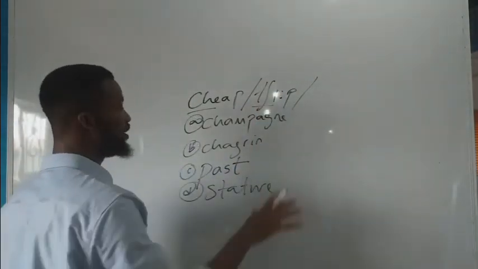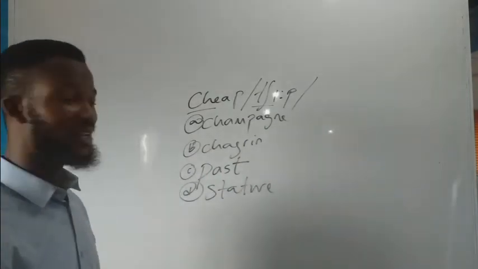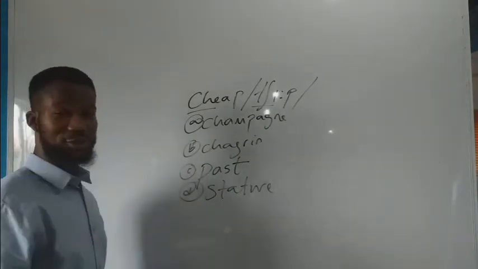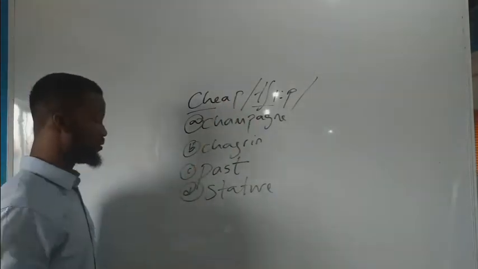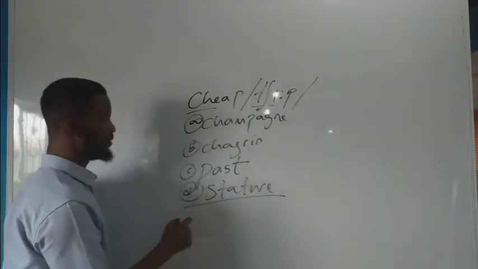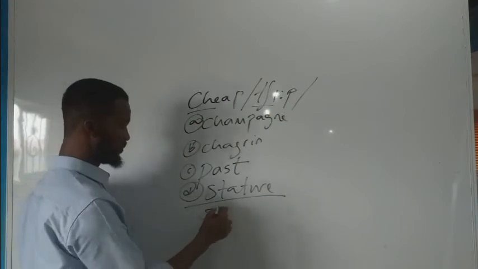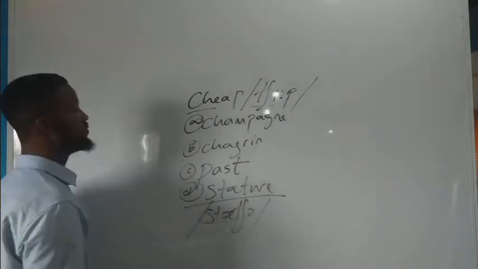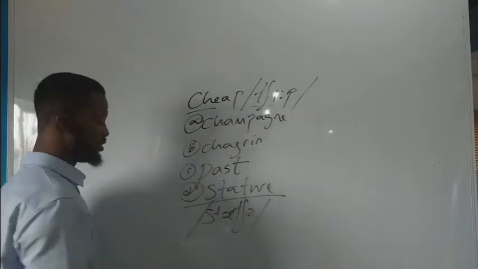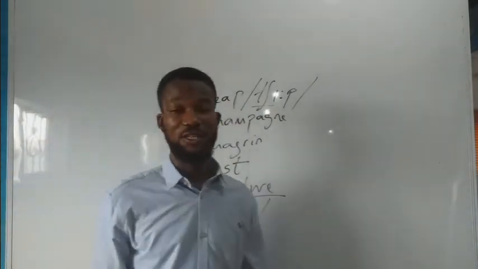This is called champagne, it's a French word. Champagne, that's not the answer. This is called chagrin, not chagrin, chagrin. And this is past, of course, it has nothing to do with it. We need to watch out for this. This is pronounced stature. That's our final answer. Cheap stature. After that, we're going to look at other sounds.